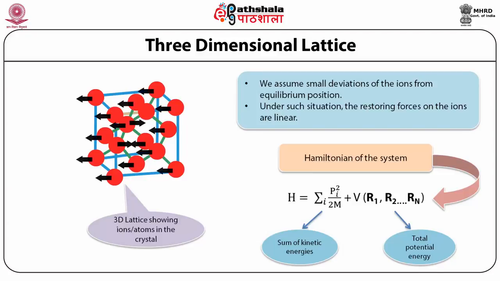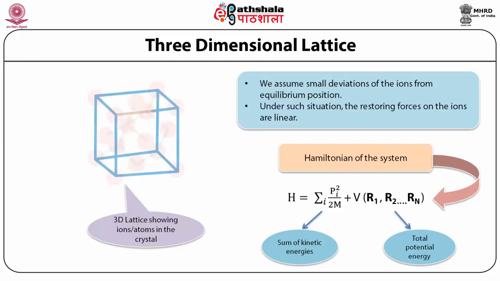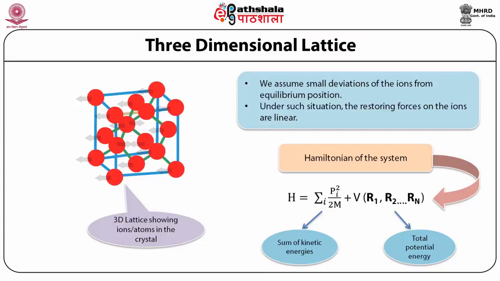So the total Hamiltonian of the system is written as the summation over all the ions pi square by 2m plus the potential term, as discussed before, as a function of R1, R2 and Rn. So the first term of this equation is the sum of the kinetic energy of all the ions or atoms, while the second term is the total potential energy of the crystal.